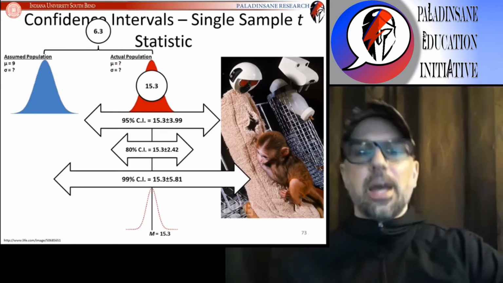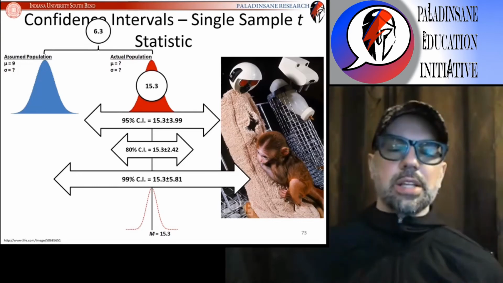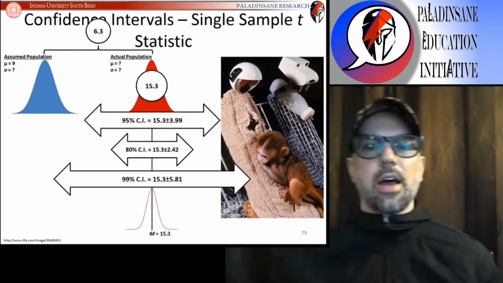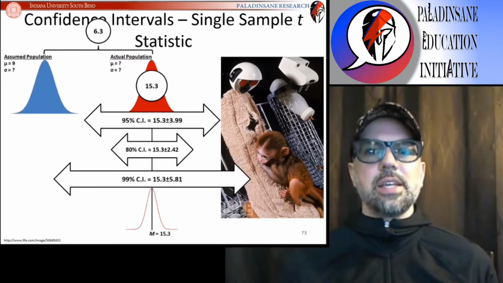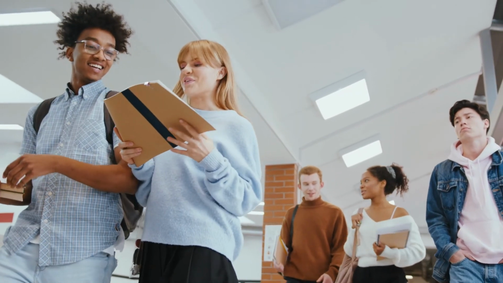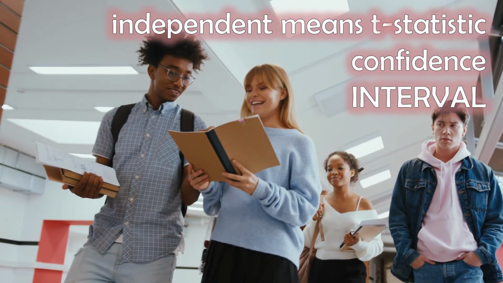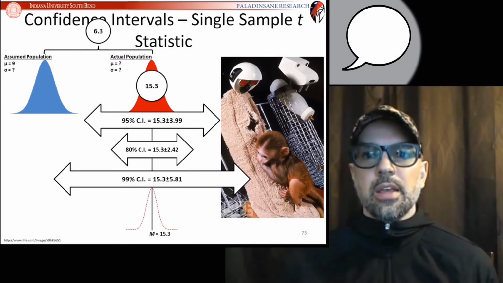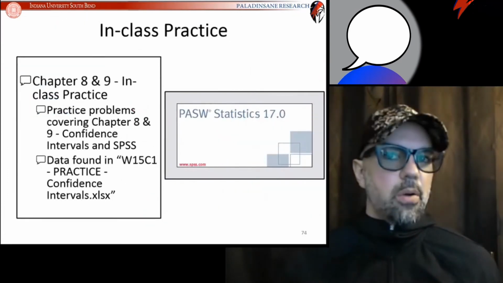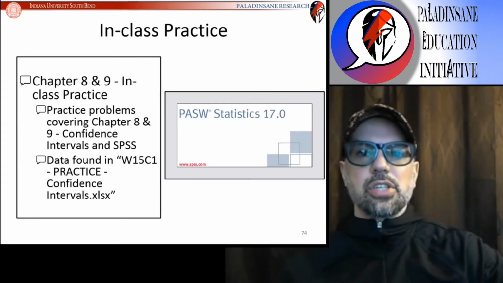All right, that was a single sample t-statistic. What we're going to do is we're going to continue on, and we're going to take a look at the other two remaining t-tests and how to generate confidence intervals for those. So let's keep going. And our next example, once again, you can find the data in that Excel sheet.